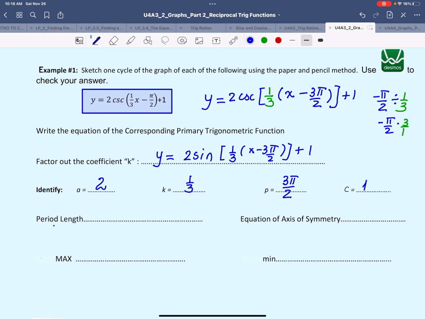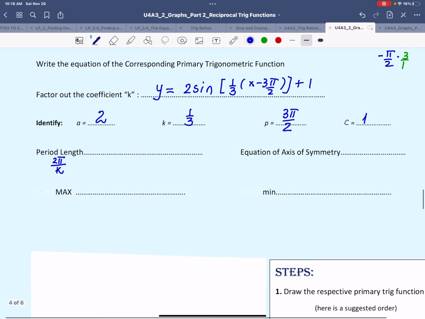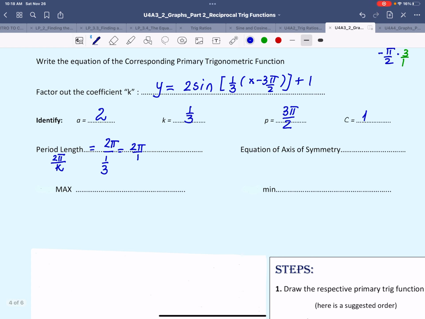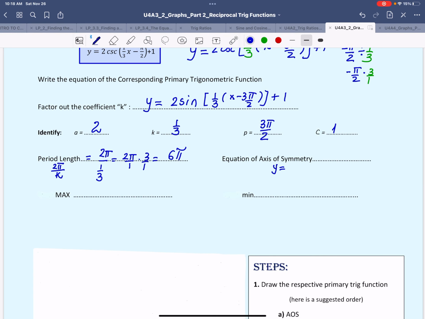Now the period length is measured as the ratio of the basic period, which for the sine is 2 pi, divided by the coefficient k. So in our case, the period length would be equal to 2 pi divided by 1 over 3. It seems that here we have a wide period length. It's a horizontal expansion. So 2 pi multiplied by 3 over 1 makes the period length 6 pi. The equation of the axis of symmetry is always at y equals the vertical translation, which is dictated by the coefficient c, so the axis of symmetry is at 1.